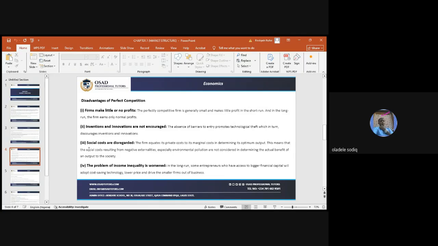Then we also have social cost. Social costs are disregarded. The firm equates its private cost to marginal cost in determining the optimum output. This means that the social costs resulting from negative externalities, especially environmental pollution, are not considered in determining the actual benefit. So what we are saying there is that there is no social cost, in the sense that everybody is just selling at their own price.